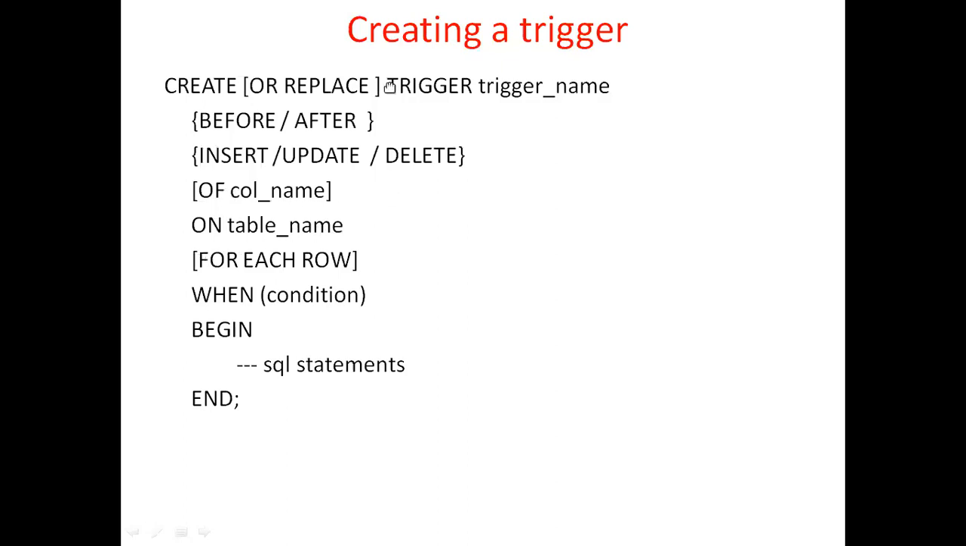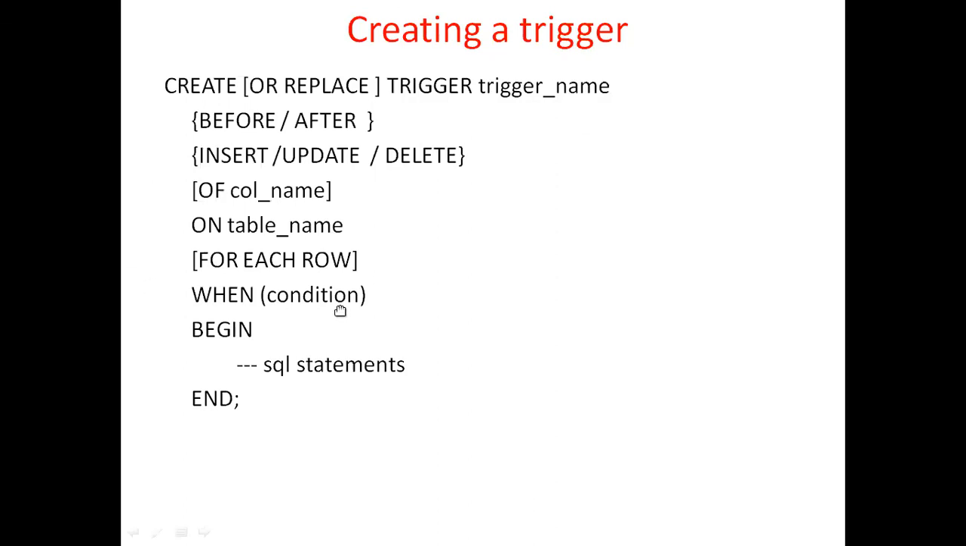Then this trigger must be applicable for each row. The trigger which you are setting must be applicable to each row. Then here, this is a very important point. When condition, what does this mean? This whole creation of the trigger, invoking the trigger before or after insert, update, delete, whether on a particular column or a table, these all should happen when this particular condition which you are writing here becomes true.